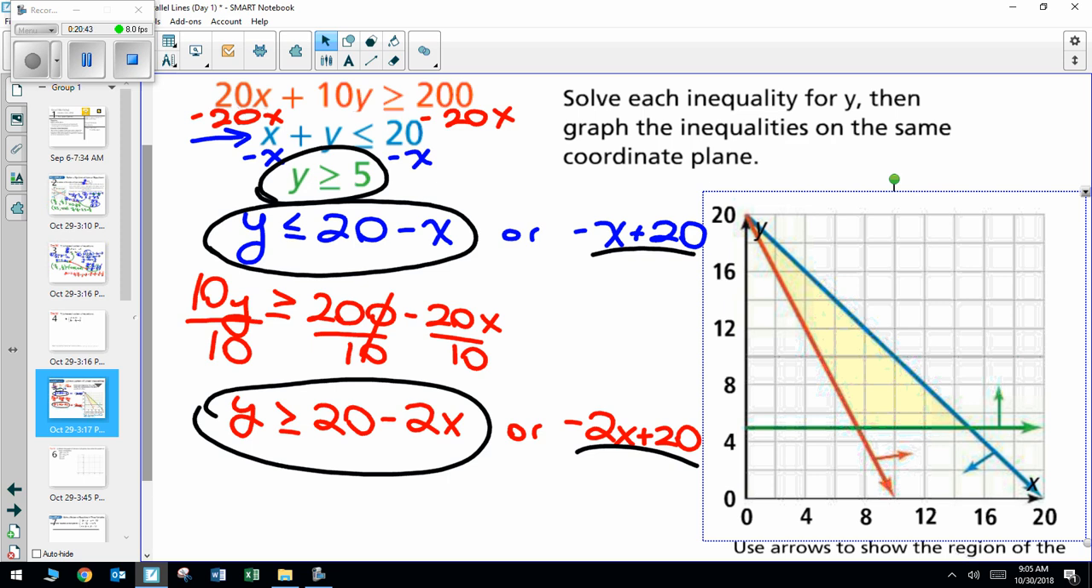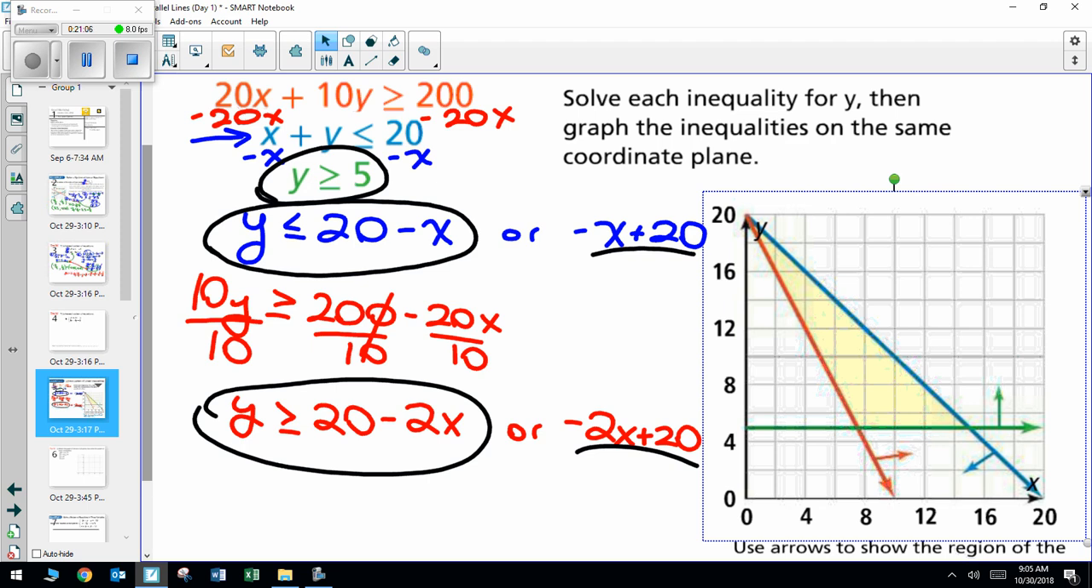And then, because I want y less than or equal to 20 minus x, I want everything below that line. So first you plot the intercept and the slope, just like graphing all those times before. Because it's less than my line, I want everything below it.